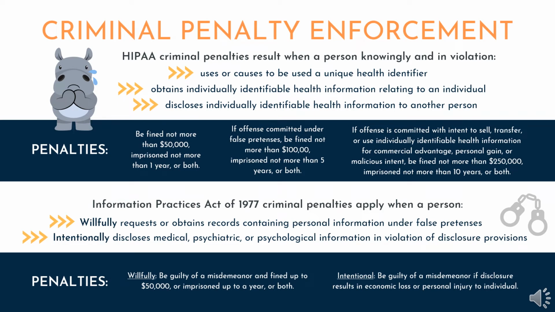Penalties can be as severe as fines up to $250,000 and/or imprisonment for up to 10 years. The Information Practices Act of 1977 also has criminal penalties. When someone willfully requests and obtains PHI or PII under false pretenses and/or intentionally discloses PHI or PII, penalties can be as severe as fines up to $50,000 and/or imprisonment and/or be guilty of a misdemeanor.